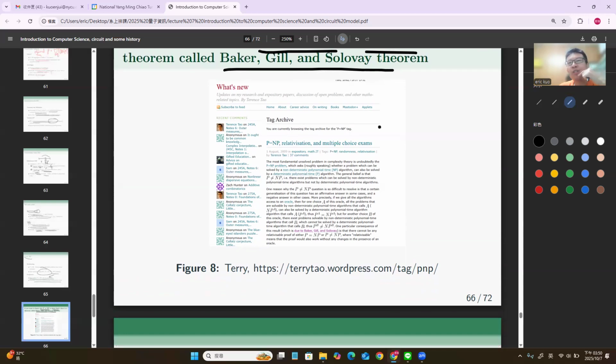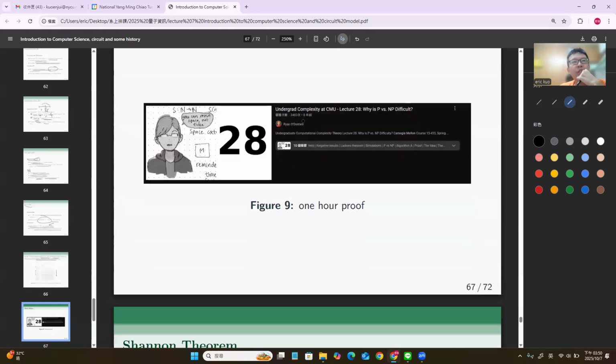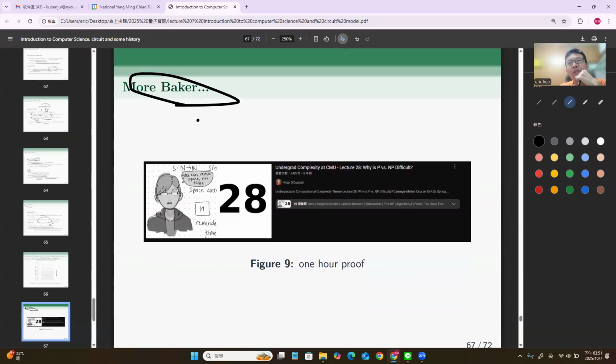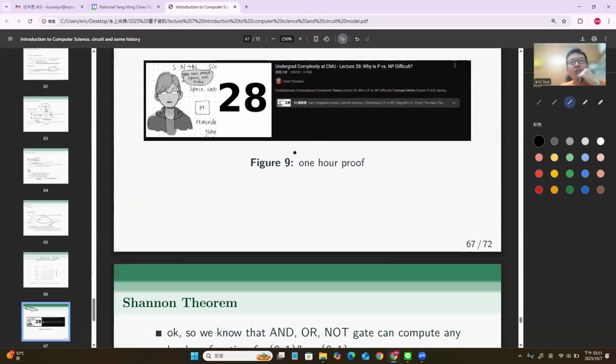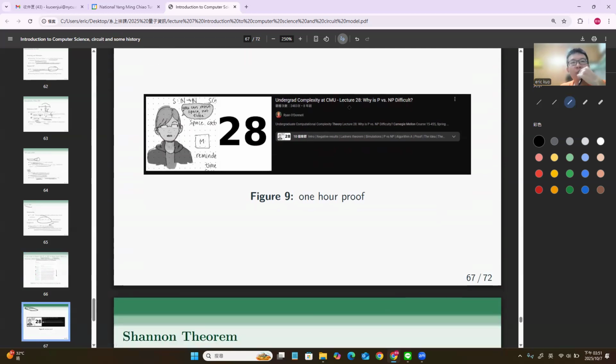I suggest you check Terence Tao's blog, which has a more intuitive way. Forget about maths, and you can know what's underlying this question. I think it's a very good article that you can read. You don't need to know any maths, but once you read this blog, you can understand the merits of this theory. Just for fun, I'm sharing it with you. If you want to know more about the proof of Baker-Gill-Solovay, you can check out a computer science video by Ryan O'Donnell, a professor at CMU, on why P versus NP is difficult. It's a very interesting video, about a one hour proof of this theorem.